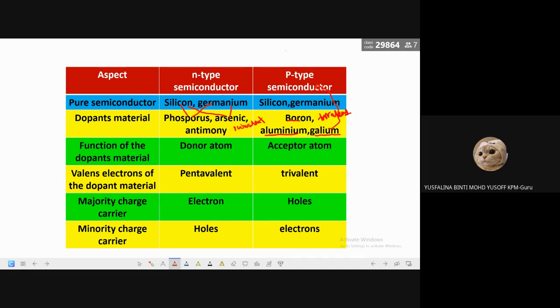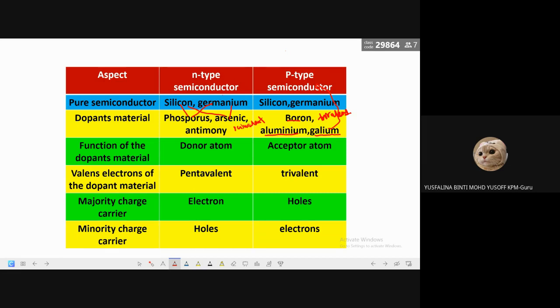Okay, so for the N type semiconductor, you have to dope it with a pentavalent atom. Okay, means they have 5 valence electrons. We know silicon and germanium is 4. 4 plus 5 is 9. So they get one free electron. One free electron, you already know, is negative charge. So that will produce the N type semiconductor, negative.